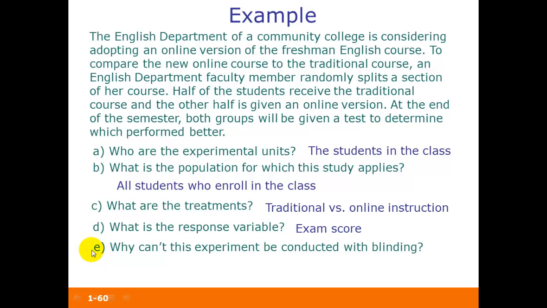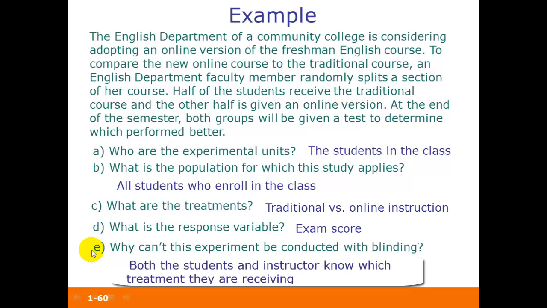Last question is, why couldn't this experiment be conducted with blinding? Well, both the instructor and the student are going to know which type of instruction they're getting. So both of them know which treatment they're receiving.